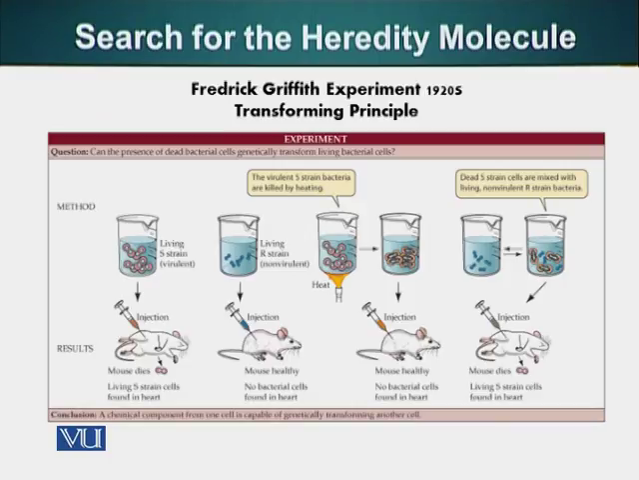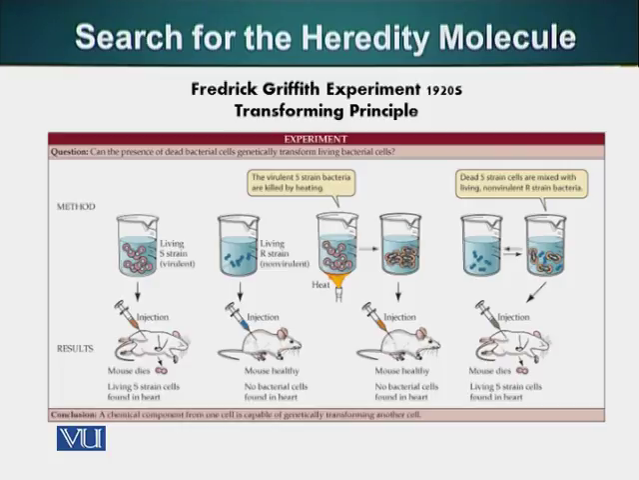it can evade the host's immune system, the mouse's immune system in this case. In the next series of experiments, he heat killed the S bacteria and mixed them with the living R bacteria and injected them in the mice. This experiment resulted in the death of the mouse.